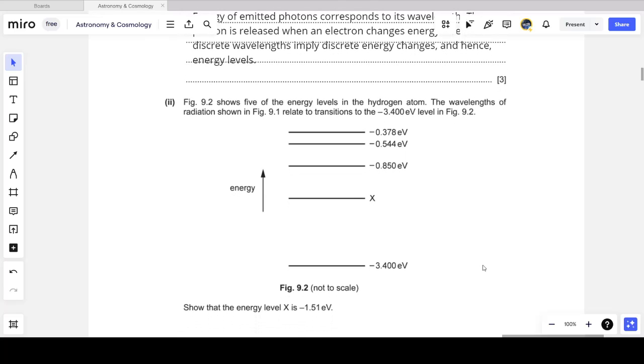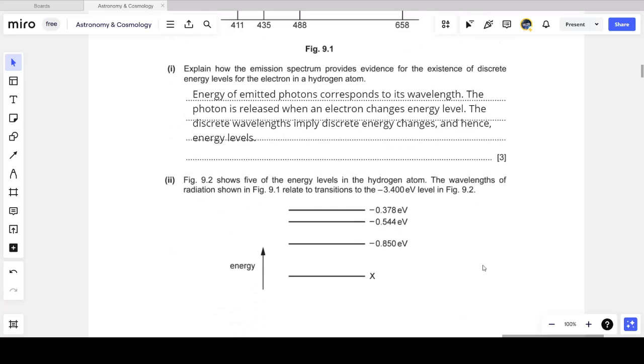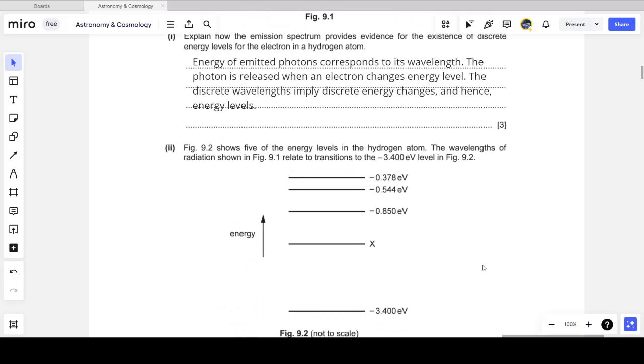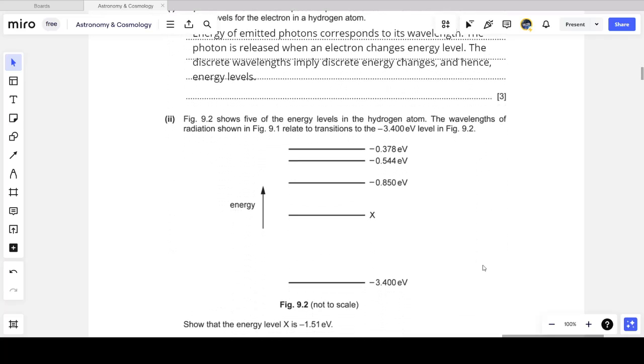Part 2 says that figure 9.2 shows 5 of the energy levels in the hydrogen atom. The wavelengths of radiation shown in figure 9.1 relate to the transitions to the minus 3.4 electron volt level in figure 9.2. So here we have an energy level diagram. We have different levels in this diagram, and the lowermost, or the ground state energy, would be minus 3.4 electron volts.